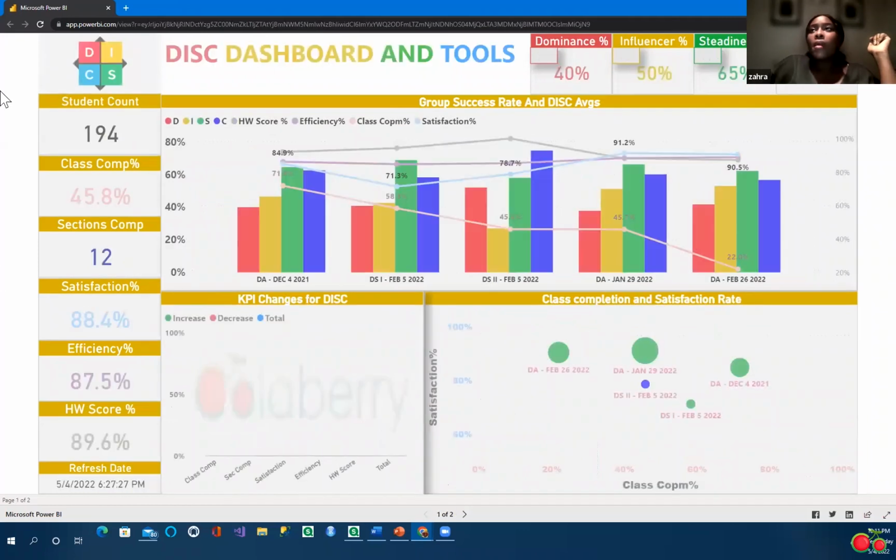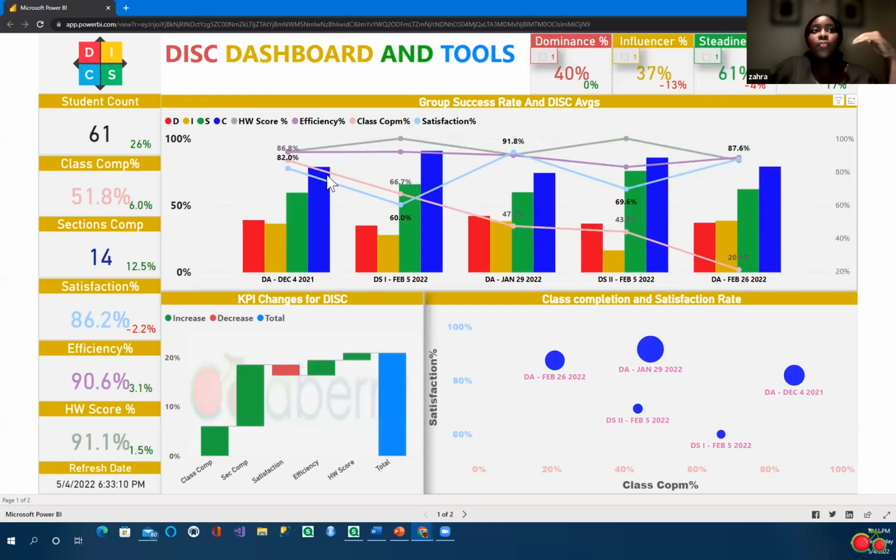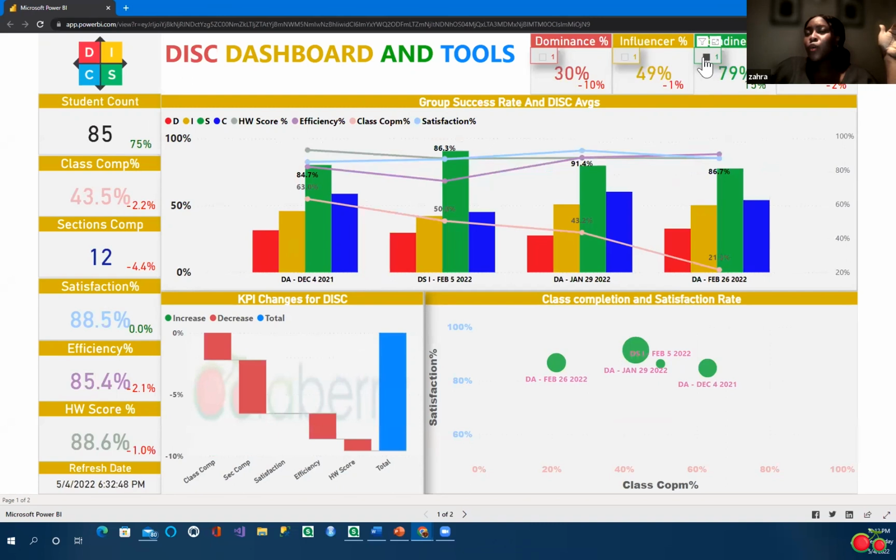So the top KPIs are all clickable. If I filter on the compliant people, you can see that they do really well in the boot camp. This is their forte. You can see that all the numbers are up. And when I go to the steadiness group, you can see that more people with the steadiness behavioral type gravitate more towards the program.